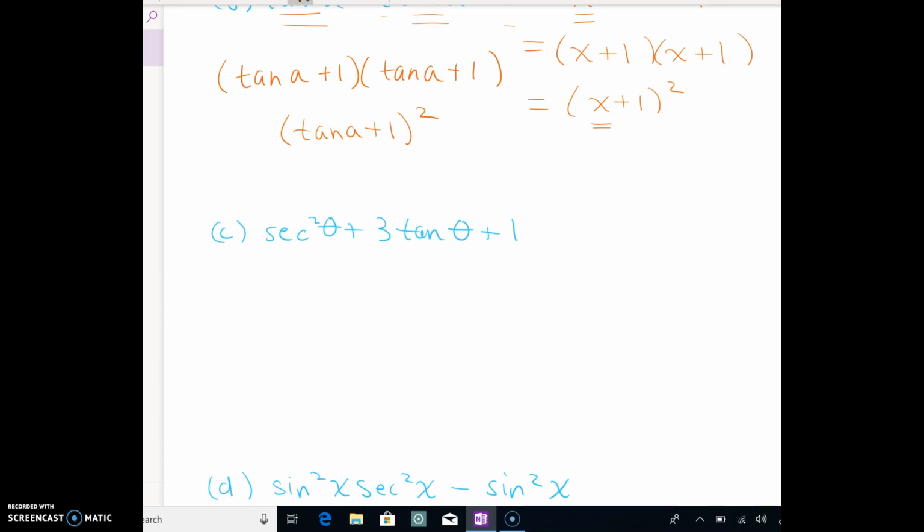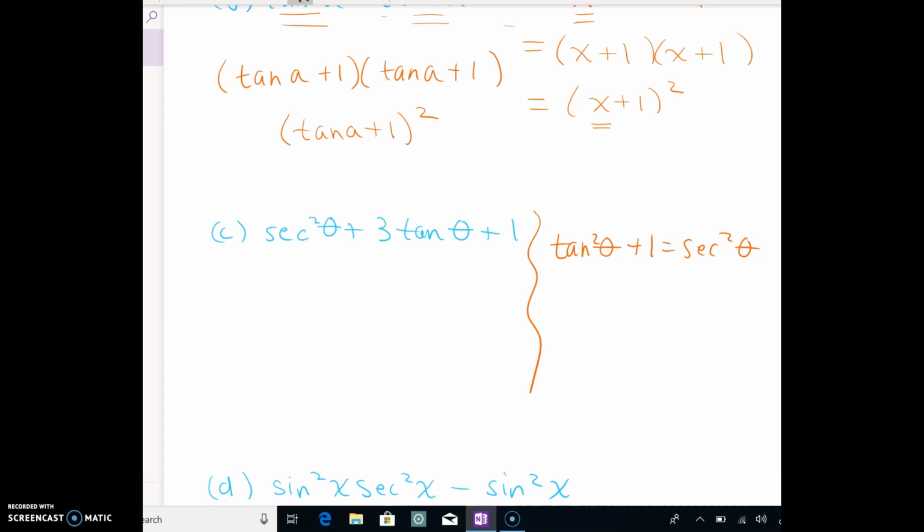Now, remember that we have an identity that compares secants and tangents, and that comes from the third Pythagorean identity. The third Pythagorean identity says the following: tangent squared theta plus 1 equals secant squared theta.